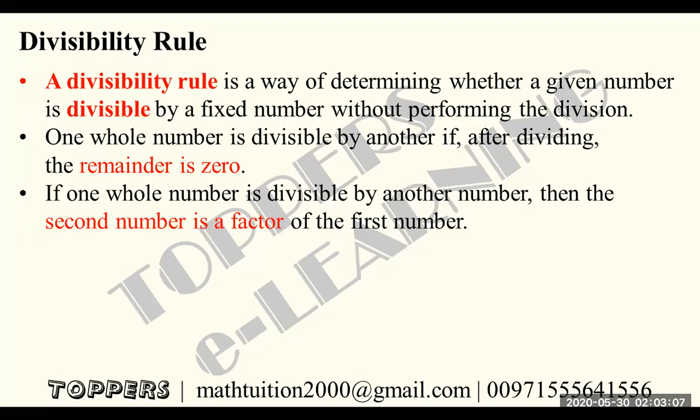What is divisibility rule? Divisibility rule is a way of determining whether a given number is divisible by a fixed number without performing the division. So the actual long division method we are not going to do, but just using the rule trick we are finding whether the given number is completely divisible or not. A whole number is divisible by another if after dividing we get the remainder as 0. If one whole number is divisible by another number, then the second number is a factor of the first number.